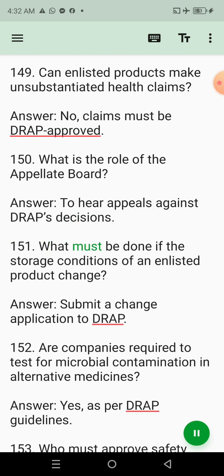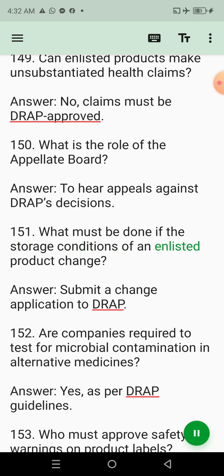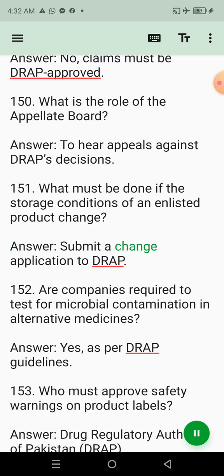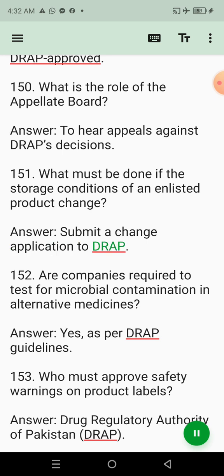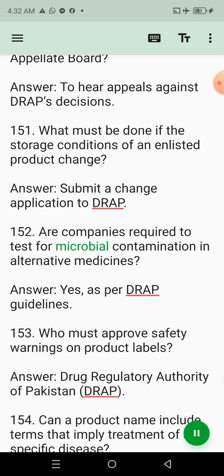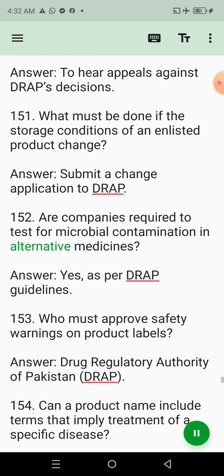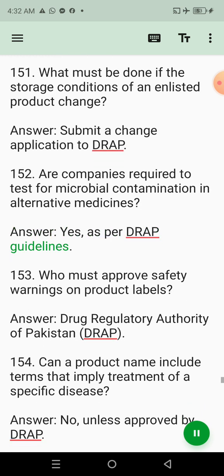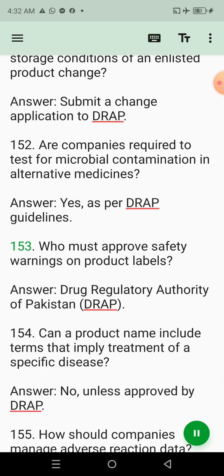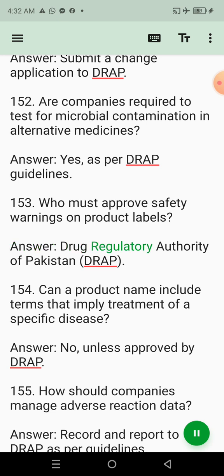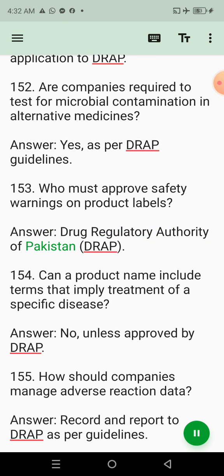151. What must be done if the storage conditions of an enlisted product change? Answer: submit a change application to DRAP. 152. Are companies required to test for microbial contamination in alternative medicines? Answer: yes, as per DRAP guidelines. 153. Who must approve safety warnings on product labels? Answer: Drug Regulatory Authority of Pakistan DRAP.